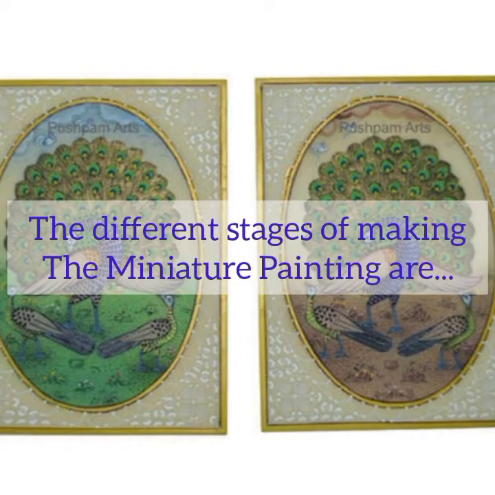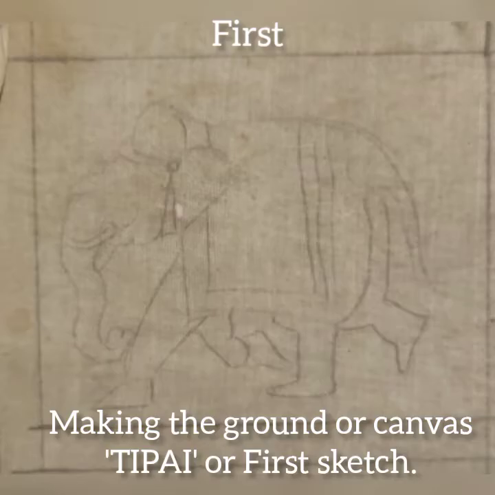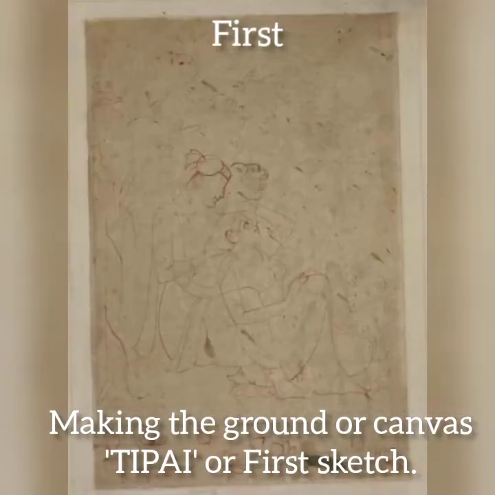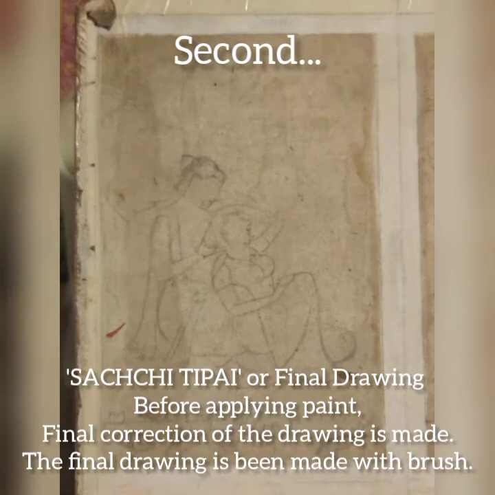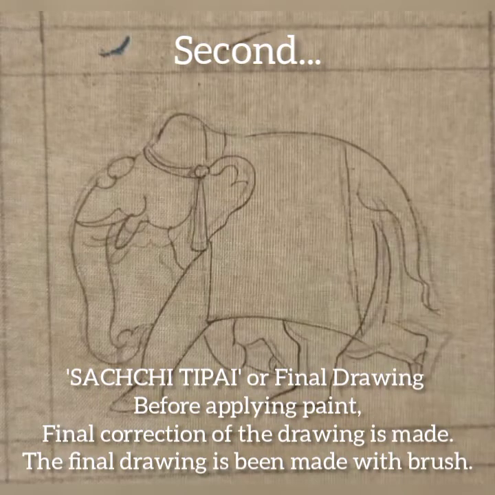The different stages of making the miniature painting are as follows: first, making the ground or canvas, that is tipai or first sketch. Second, sachi tipai or final drawing. Before applying paint, final correction of the drawing is made. The drawing is done fair with the help of a brush.